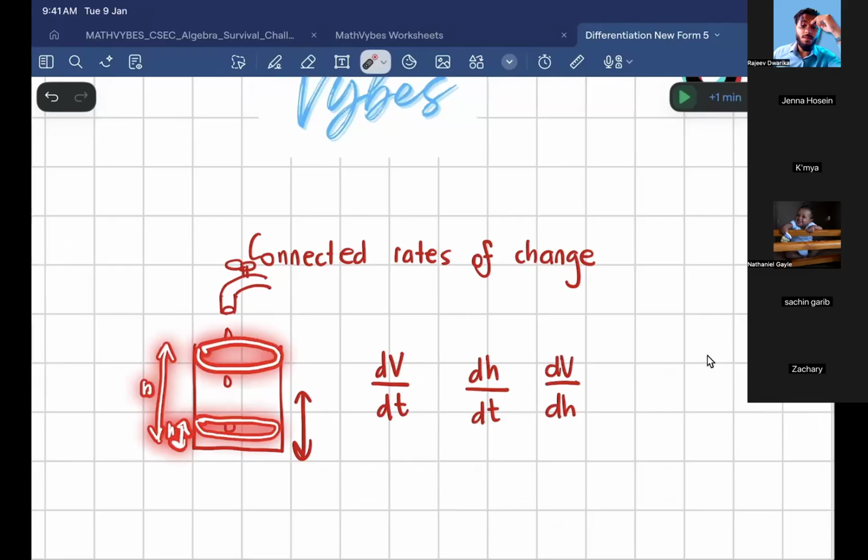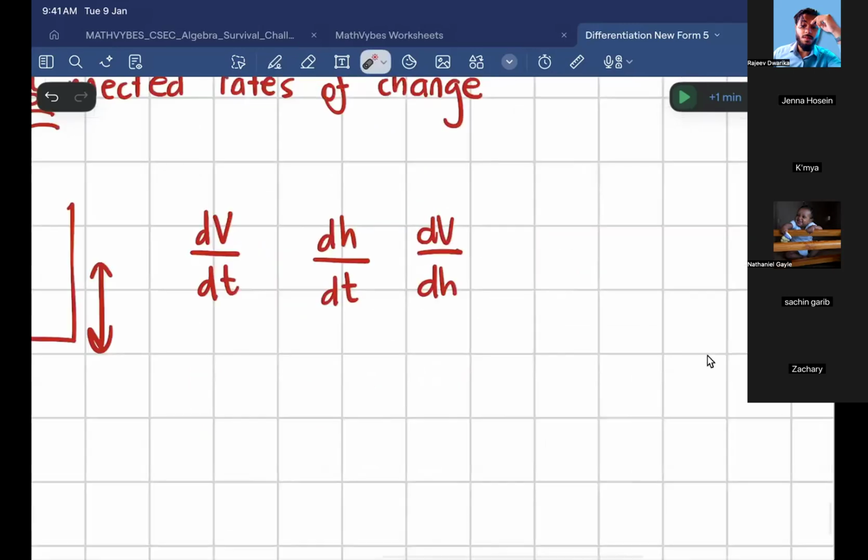The volume. Exactly. So, guys, if you think about it, we have these three rates of change. Do you all understand that? We have these three rates of change. Yes, sir. Okay, cool. So we have dV/dt because the volume will change with respect to time. We have dH/dt, the height will change with respect to time. And we have dV/dh. So let me show you guys something.